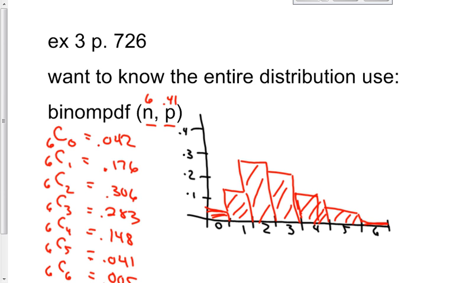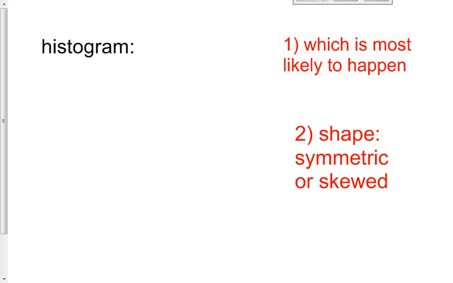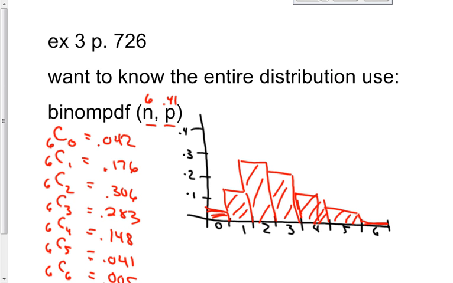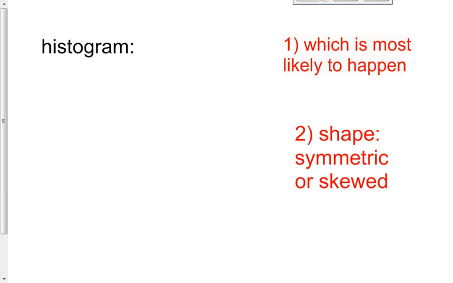And that's your histogram. Now, there's a couple questions that they're going to ask you about a histogram. The first question is, which one is most likely to happen? That's obviously going to be the tallest bar that you've got on your histogram. So if we go back to our picture, which one is the most likely to happen? Right here, that's the tallest bar. So 2 people will say yes. Most likely, 2 families.